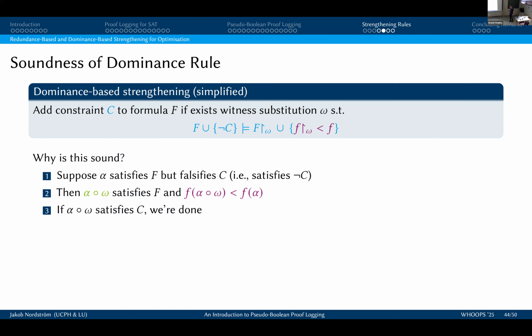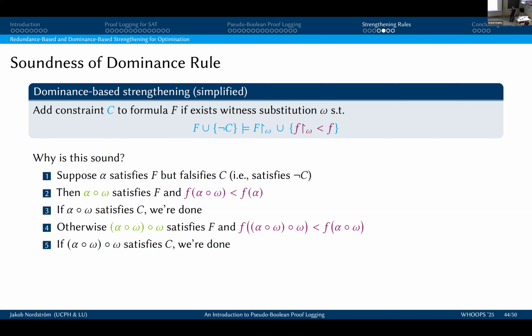And now we have two possibilities. If alpha composed with omega satisfies C, we're happy. Otherwise, we're in the same position as before, and we just compose alpha with omega again, and we get a new assignment that satisfies F and gives us a strictly better objective. And now if alpha composed with omega twice satisfies the new constraint C, then we're done. Otherwise, we're in the same position again, and we just compose alpha with omega 3 times and get a strictly better objective again.